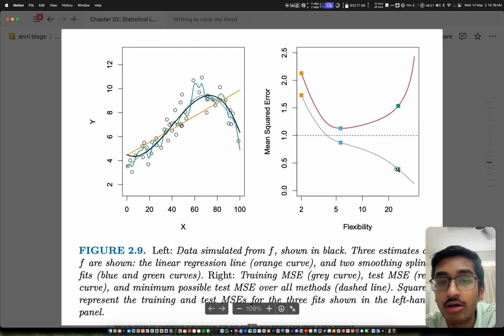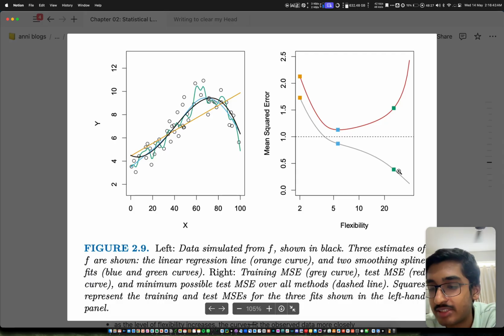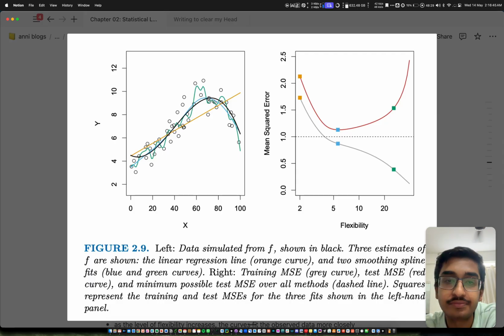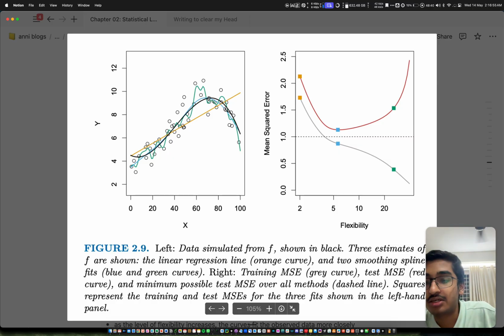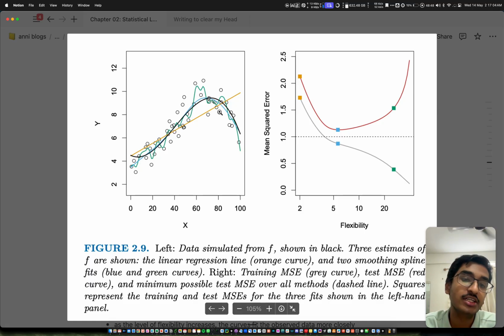And then the green curve basically goes and touches each and every point, right? And so it has a very, very low train MSE. However, it has a very high test MSE, because it doesn't capture the relationship that the actual function f, the black curve, is capturing. It's just fitting to the noise of the data set and not really understanding the relationship, which basically sort of gradually increases and then decreases, right?